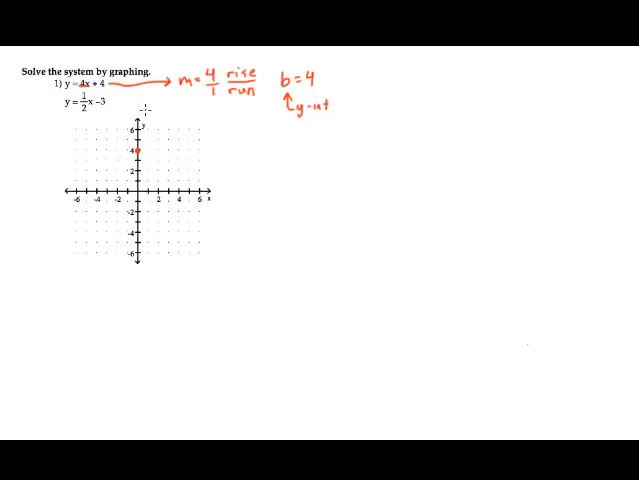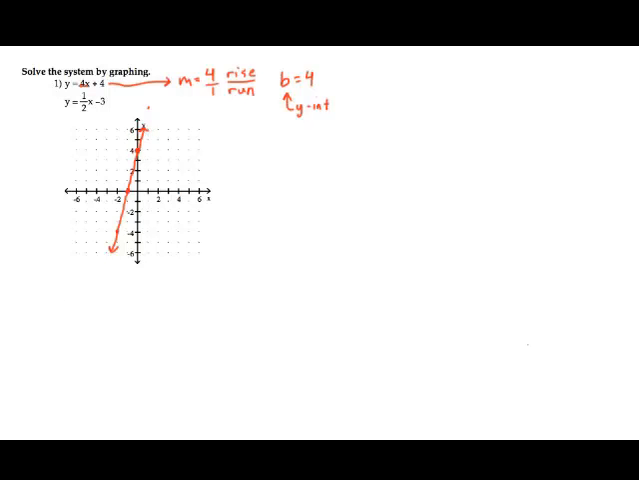You would go up 4 over 1 to put your next point, but that goes off our graph. So we definitely need to go the other direction, which is down 4, left 1, and go ahead and keep going because we don't know which of these points our graph is going to actually intersect at. So here's our first line.